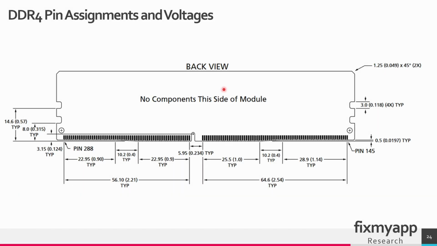This is the back side of the DDR4 memory module. Pin number 288 is located here, and the notch is ending at the first row at the back side. The pin on the right side starts with 145. Keep an eye on the notch, then you know how to count the pins.